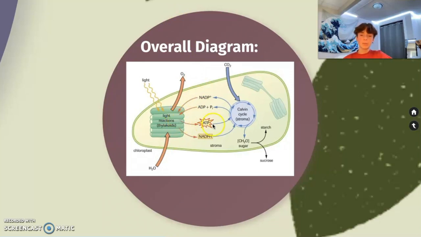As you can see, the ATP produced and the NADPH produced are used in the Calvin cycle to create 1 molecule of glucose, and then recycles these ADP and NADP plus back to the light-dependent reactions where they repeat this cycle. Carbon dioxide also enters the Calvin cycle so that glucose can be formed, because you need the carbon for the carbohydrates to be formed. And then glucose from there can either be starch or sucrose.